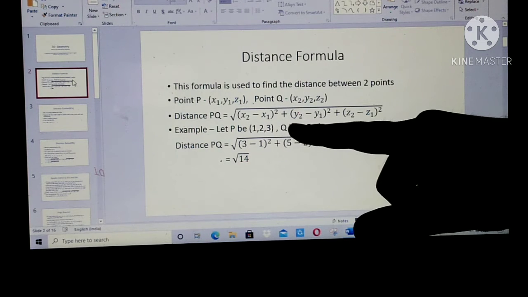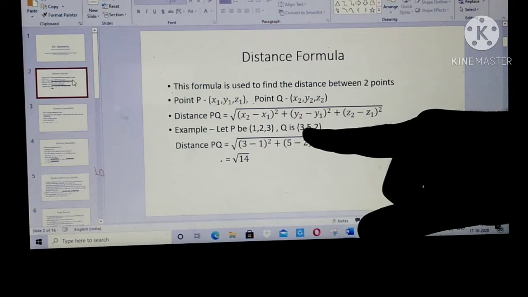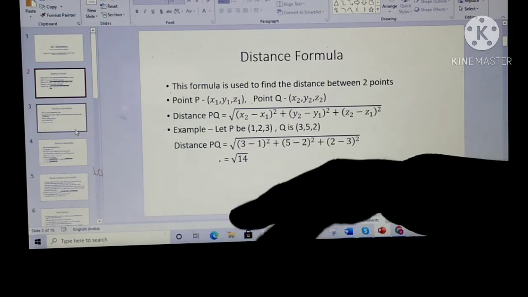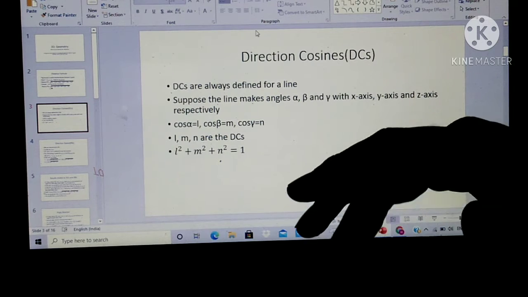I have also shown this with the help of an example. If point P is (1, 2, 3) and point Q is (3, 5, 2), I have applied the distance formula like this. Okay, continuing ahead, what do we mean by direction cosines?